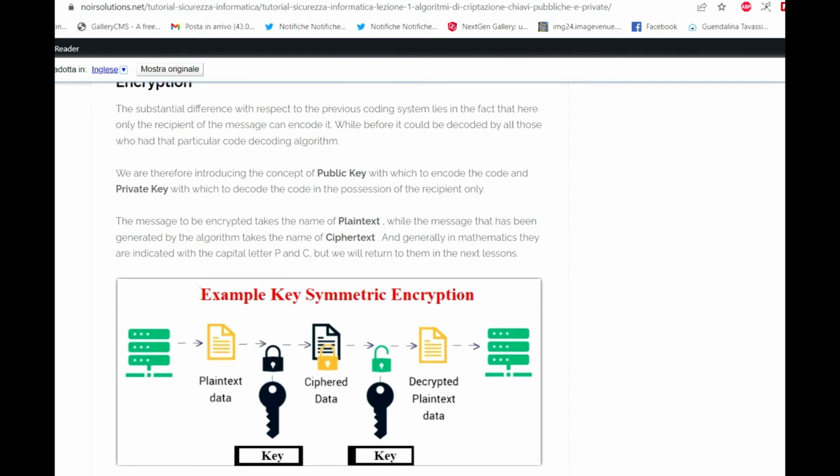The message to be encrypted takes the name of plain text, while the message that has been generated by the algorithm takes the name of ciphertext. In mathematics they are generally indicated with the capital letters P and C, but we will return to them in the next lesson.